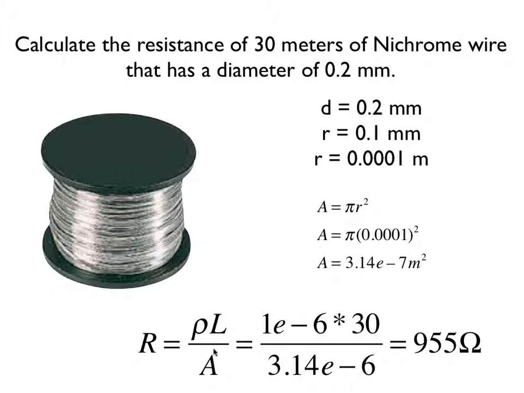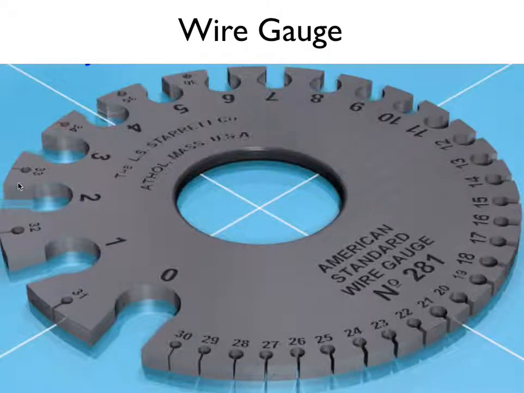You then take that area and put it into the bottom of your equation for resistance. We're going to use nichrome, which has a resistivity of 1 × 10⁻⁶. The length of the wire is 30 meters, and it turns out that the resistance of this wire is 955 ohms.